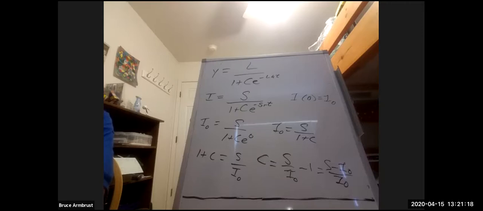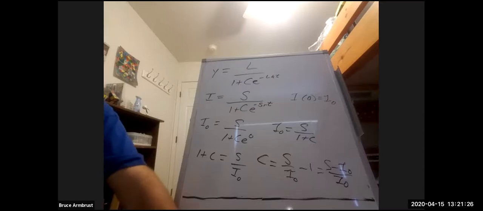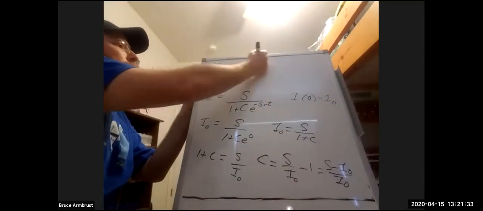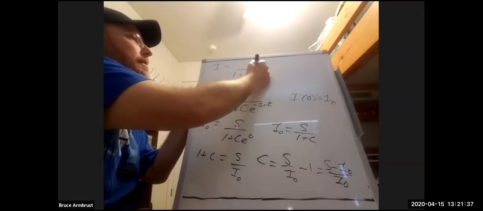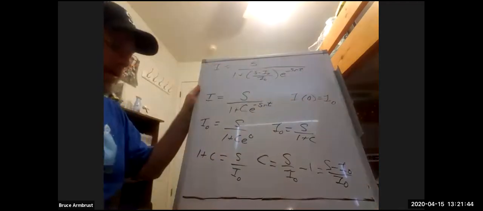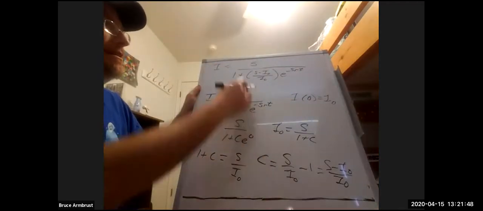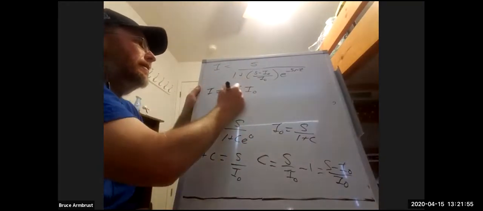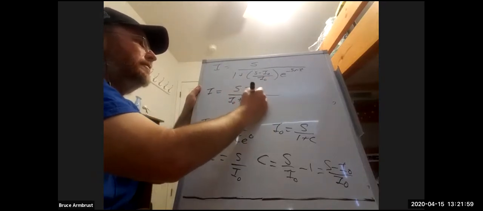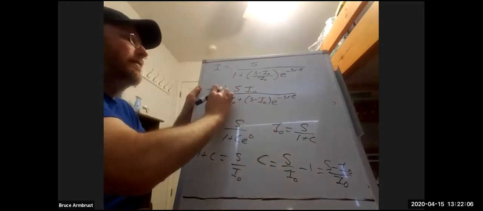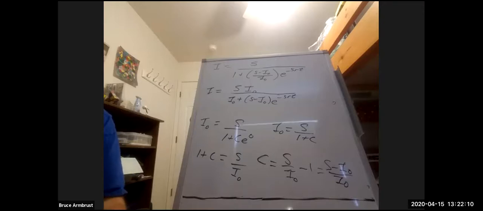So are we good with C? Any questions on that? All right, so let's put that in for C. We now have I equals S over 1 plus (S minus I naught) over I naught, times e to the minus SRt. I'm going to multiply everything by I naught to get rid of the fraction inside the fraction. So we get I is equal to S I naught over I naught plus (S minus I naught) e to the minus SRt. So that's what this is going to look like.